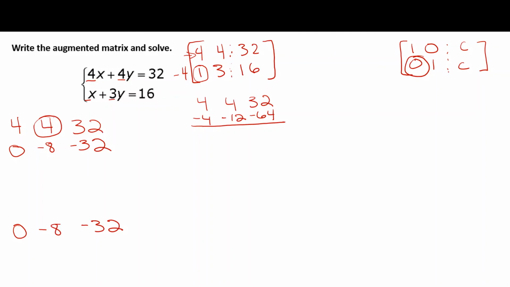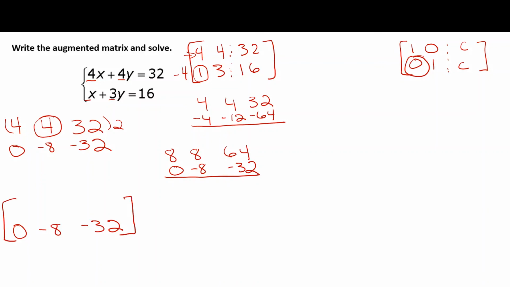Well, I can multiply them both by 2, or the top one by 2. So I'm going to say 2 times 4 is 8, 2 times 4 is 8, and 2 times 32 is 64. And I can go ahead and keep the bottom as it is, negative 32. So now I'm going to add those together and put them in the top spot here.